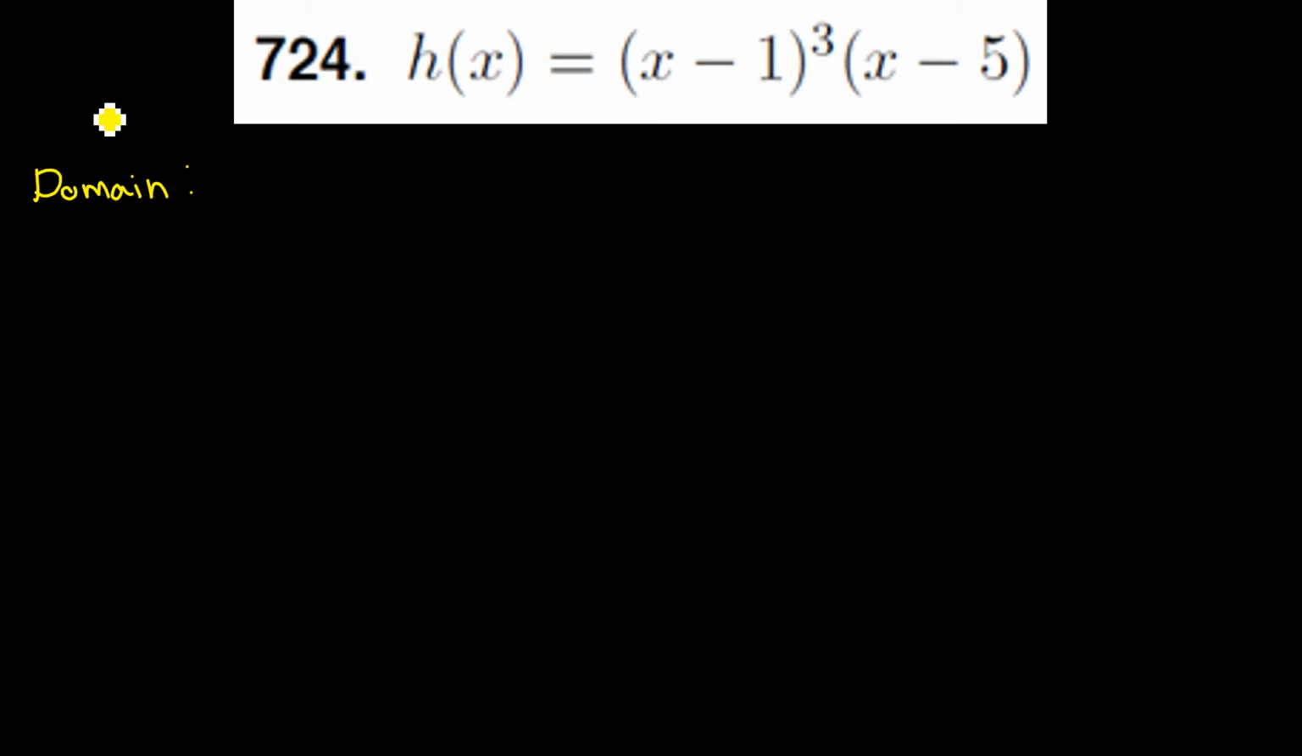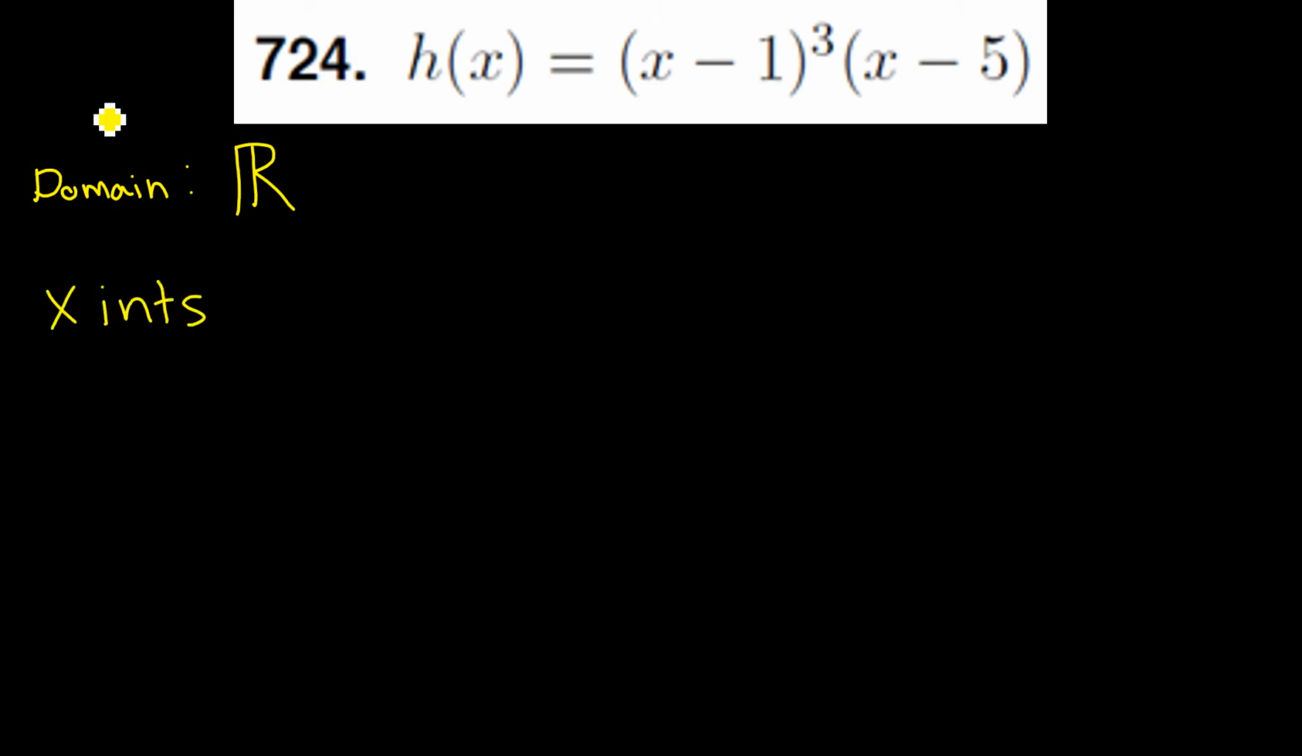This is actually a polynomial that's factored: x minus 1 cubed times x minus 5. So it's a fourth degree polynomial. Since it's a polynomial, the domain is all real numbers. Our range we don't really know yet because we haven't found our maxes and mins, but this is a good piece of information for us. We can figure out our x-intercepts.